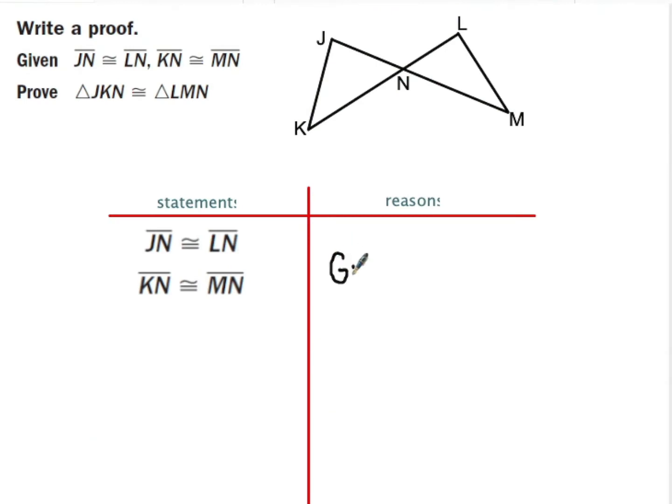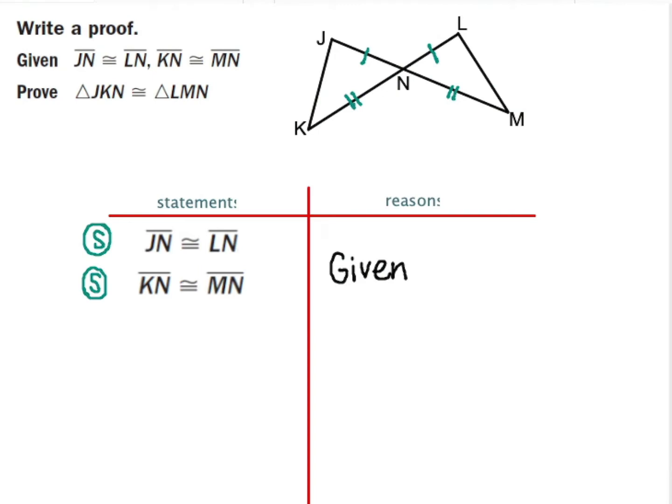So we are given some congruent sides, which is always nice. I'm going to mark those on the picture as I mark them on my proof. So it tells me that JN is congruent to LN. That's a set of sides. It says that KN, I'll use double ticks this time, is congruent to MN, double ticks, and that's another set of sides. And I'm going to need three things to prove that these triangles are congruent.